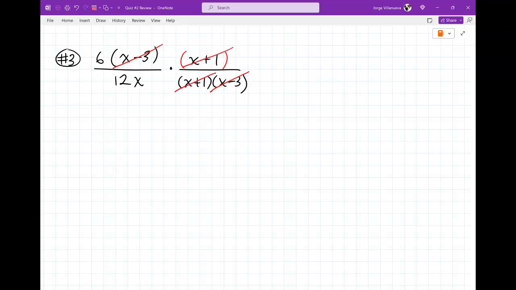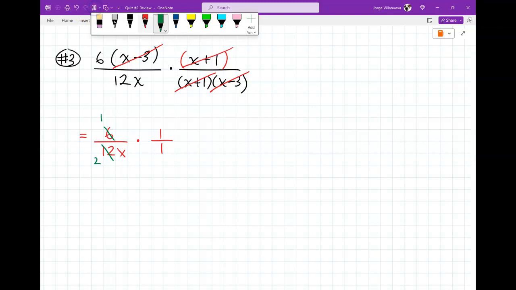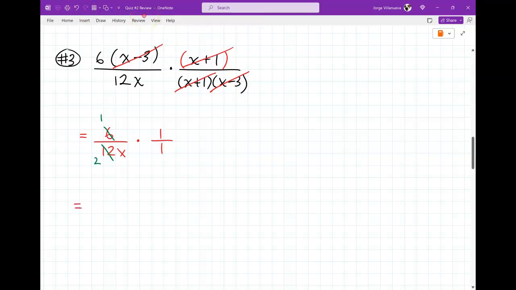Now, I know I can still do more with the 6/12x, but like I said, I'm just going to wait. Let me rewrite this. I don't want to get too messy when I'm doing my work. What's left on the right side? 1/1, right? Because there's nothing else there. Now, 6/12 can be reduced. 6 goes into itself once, into 12 twice. So this is what I got. 1/2x times 1, which doesn't do anything, right? So I'm just going to write this.